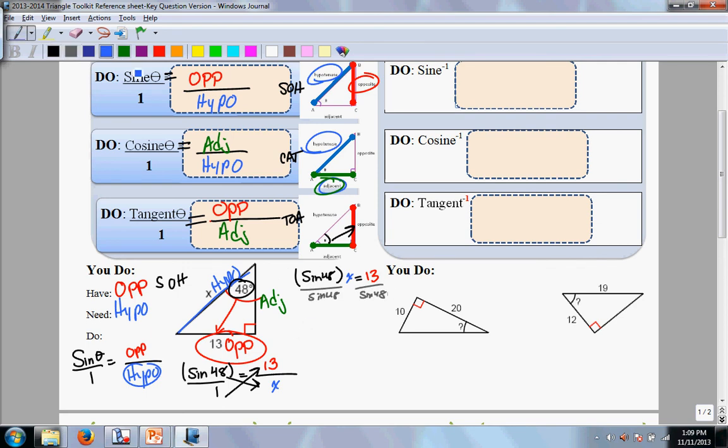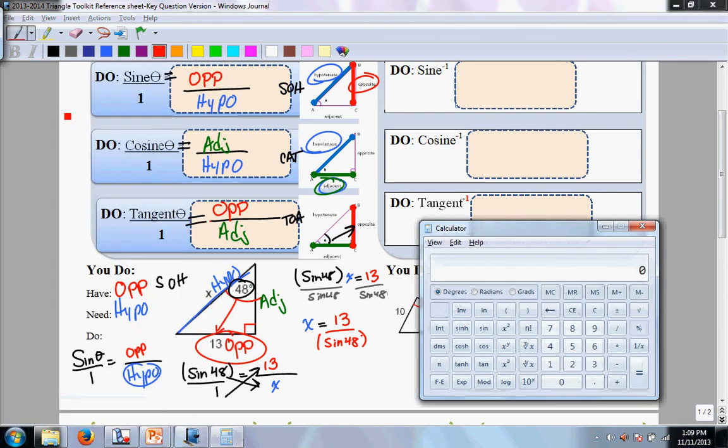And I get x equals 13 divided by the sine of 48 degrees. From here you get your calculator out. Just make sure you do this accurately. So for me, this is going to be 13 divided by 48 sine. You can see up here 13 divided by the sine of 48 equals, rounded to the tenths place, I get 17.5.